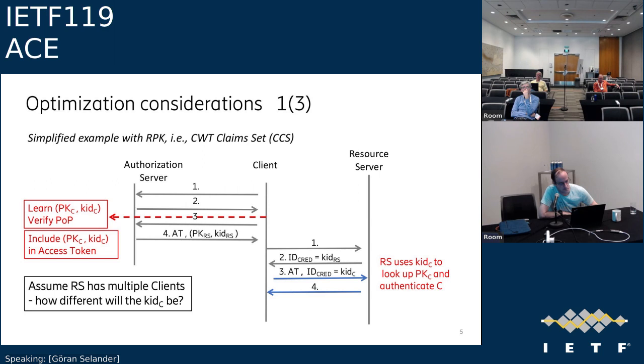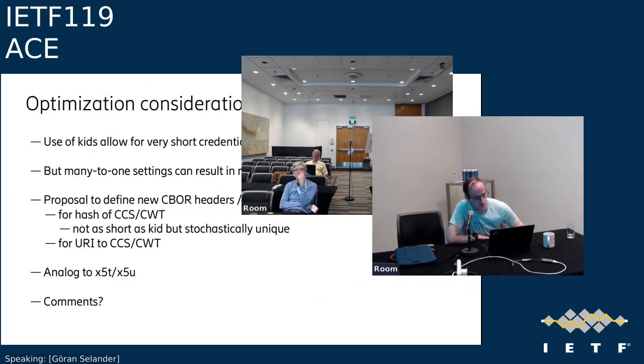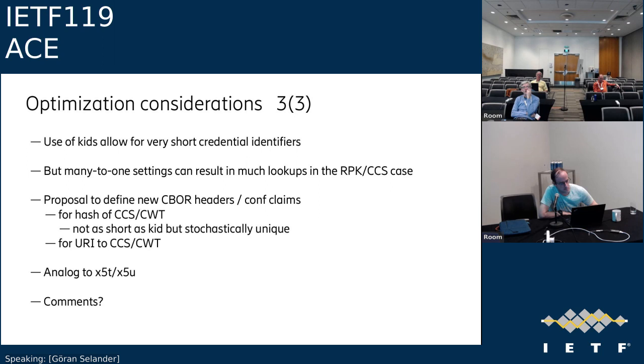So you can flip two slides ahead. Okay, that's fine. So this is the same question for the client and for the resource server. And what we say here is that the use of key identifiers is nice, very short, not unique though. And for many to one settings, in particular the raw public key case, we would like to have a way of uniquely identifying those. The natural way to do this, we think, is to use hashes.